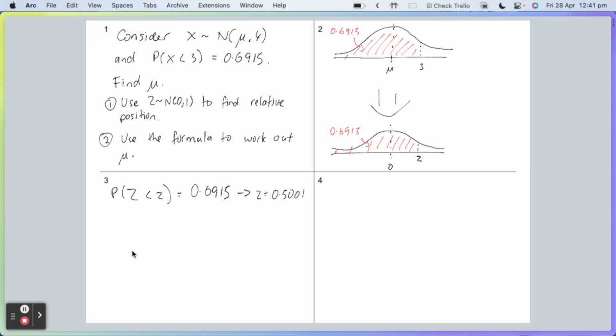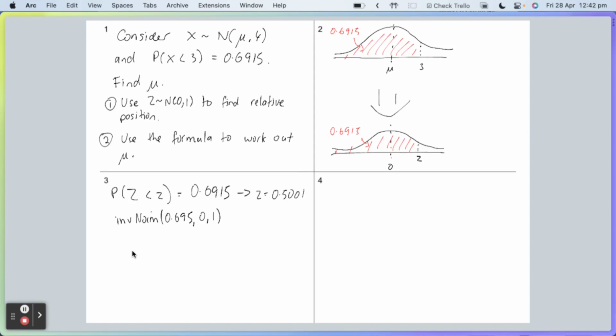Now, this is how I write it out, but I just saw Jane in passing, and I said, I notice in past tests, the solutions always have inverse norm 0.6915, 0, 1 written down in the solutions. Is that what we're supposed to do?